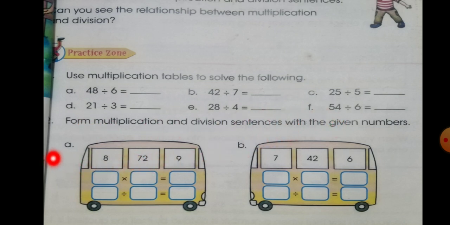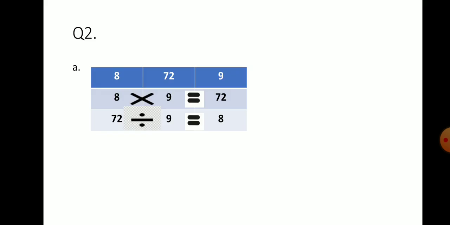Now start solving question number 2. Form multiplication and division sentences with the given numbers. Here are the numbers. Part A is 8, 72, 9. You have these 3 numbers. As I told you before, division is the reciprocal of multiplication. First you'll make the multiplication sentence, and then you'll make a division sentence by using these given numbers. Let's have a look at how we solve this question.